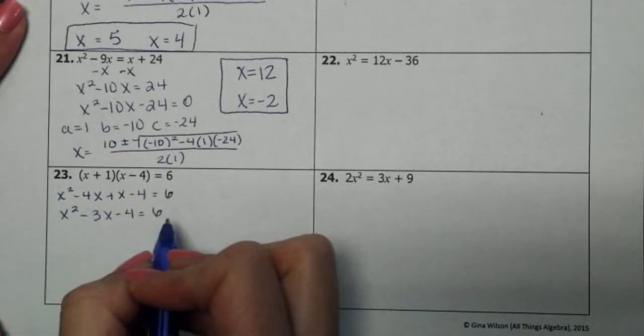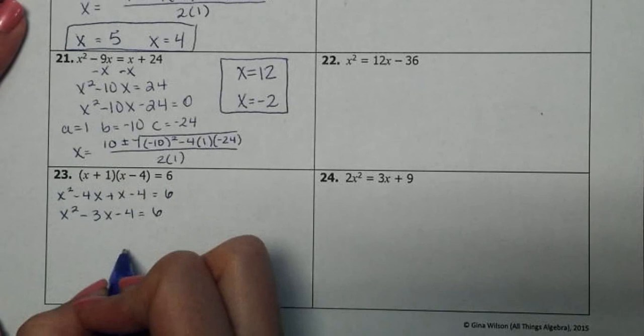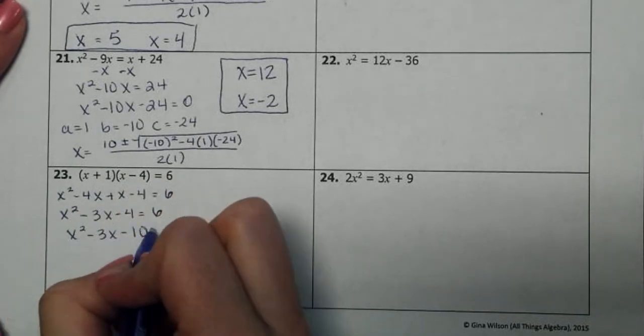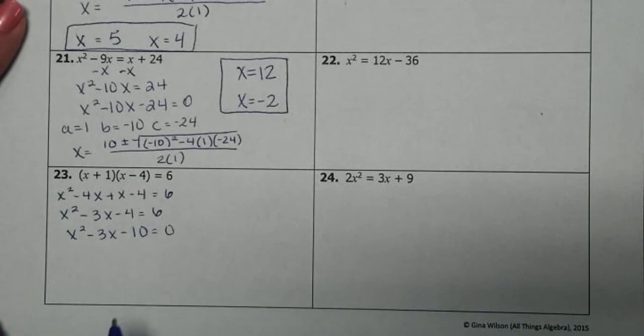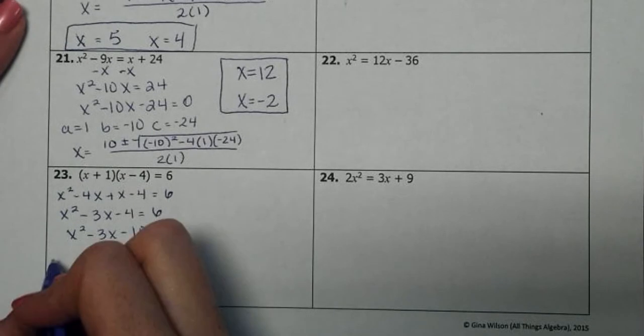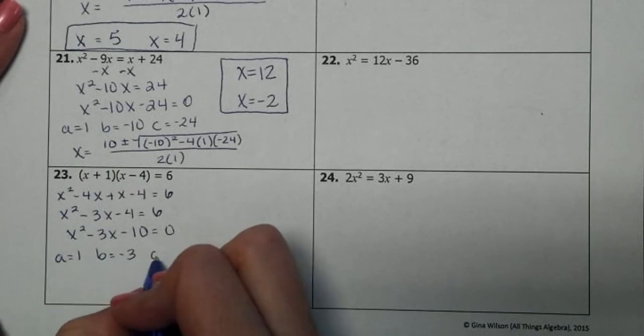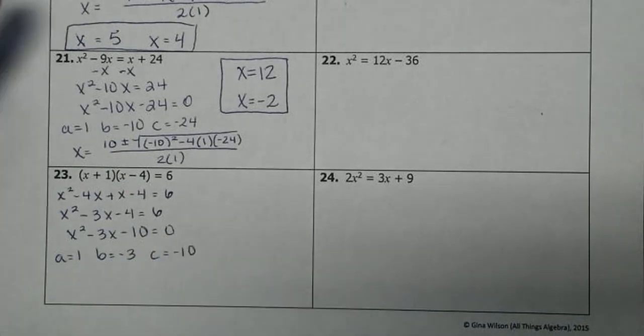You want to move that 6 over because you want it to equal 0. Okay? So your a is 1, your b is negative 3, your c is negative 10. And you're going to plug it into your quadratic equation and solve.